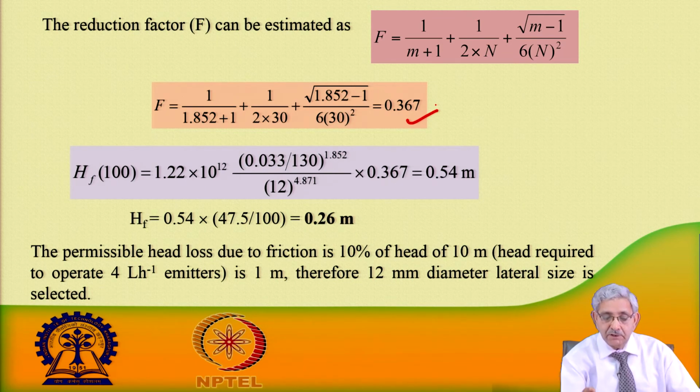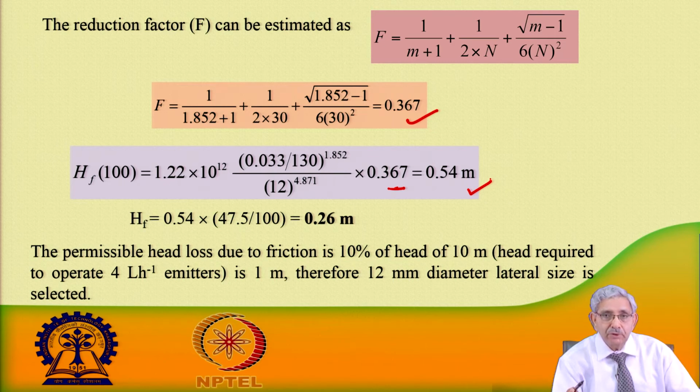Now, for the head loss due to friction in a 100 meter pipeline, we substitute the value of Q, which is in liters per second, and capital C, which is 130. The diameter of the pipeline is assumed to be 12 millimeter, and 0.367 is the reduction factor. So, we get the head loss due to friction from a 100 meter pipeline as 0.54.